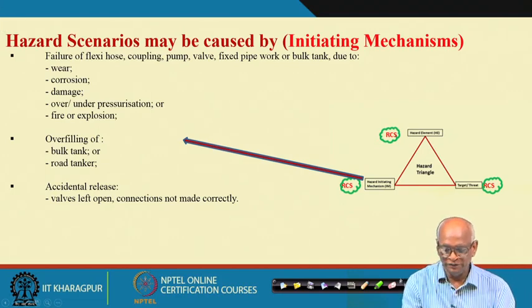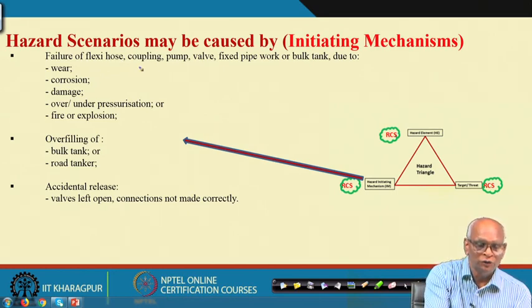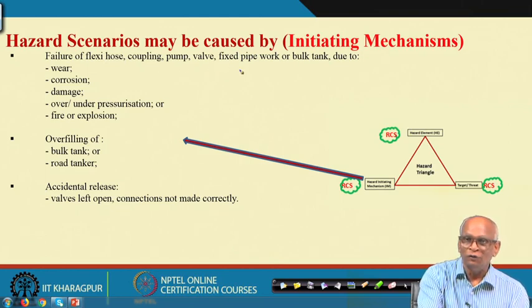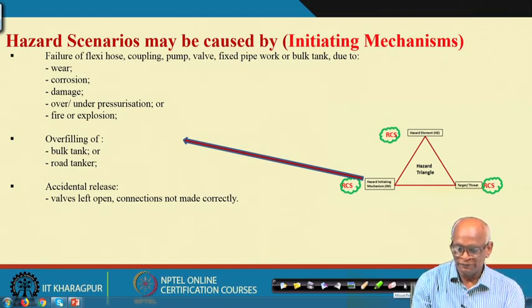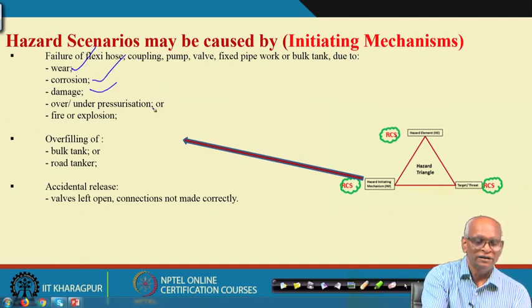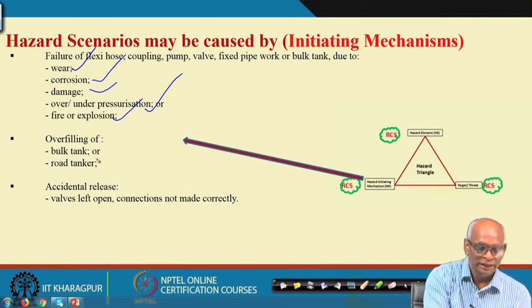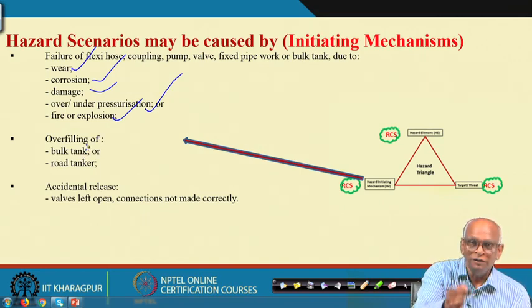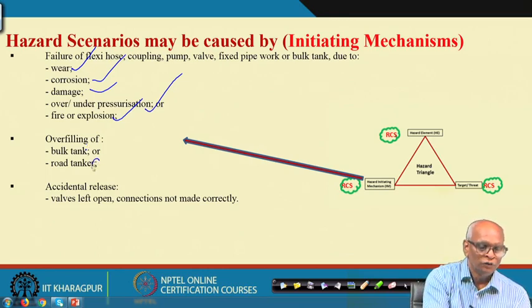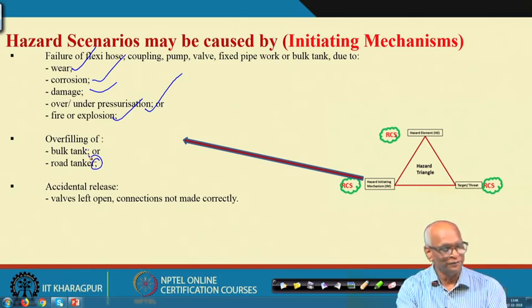What are the initiating mechanisms? Failure of flexible hoses, couplings, pumps, valves, fixed pipe. Why do they fail? Because of wear, corrosion, damage, over or under pressurization, fire, explosion. These are all the hazard initiating mechanisms. Or overfilling of bulk tank. If you fill more, it will spill out. Overfilling of road tanker. If you fill more, it is an initiating mechanism.